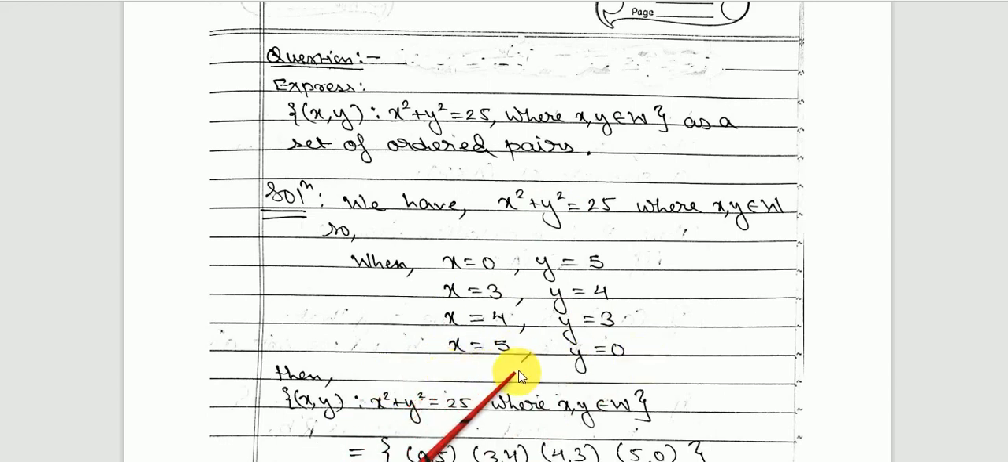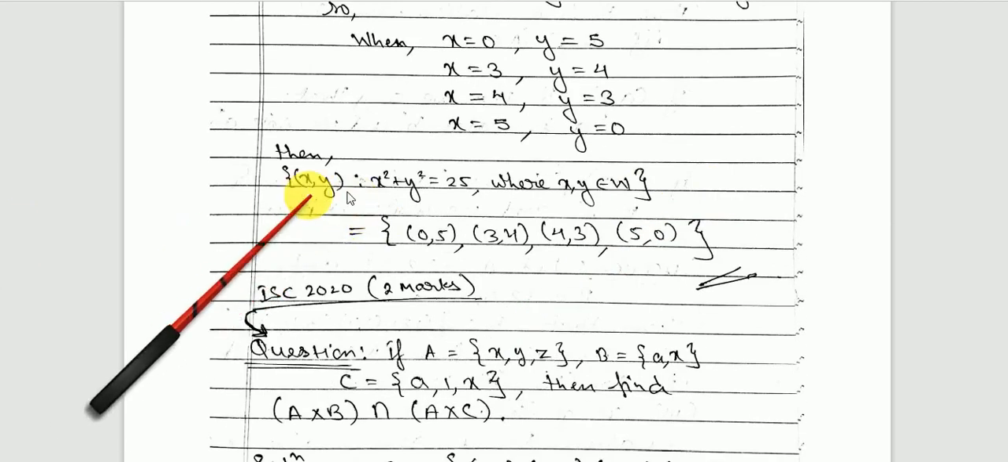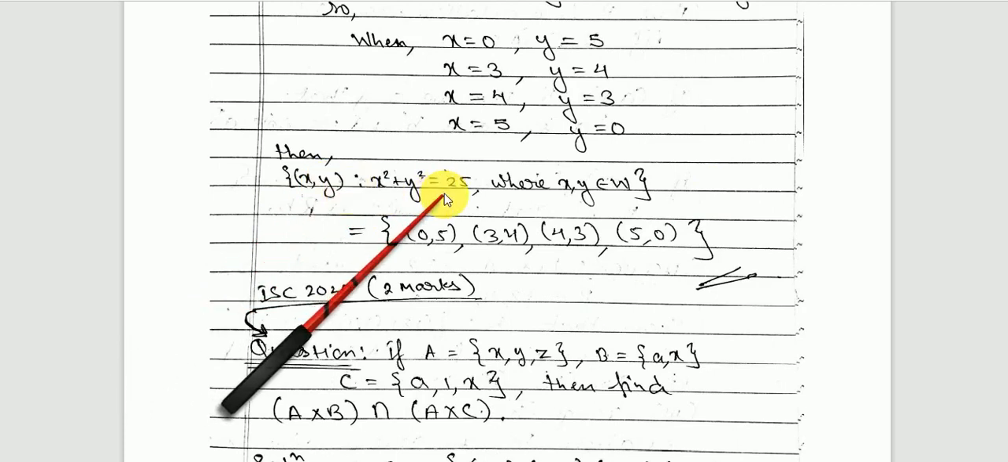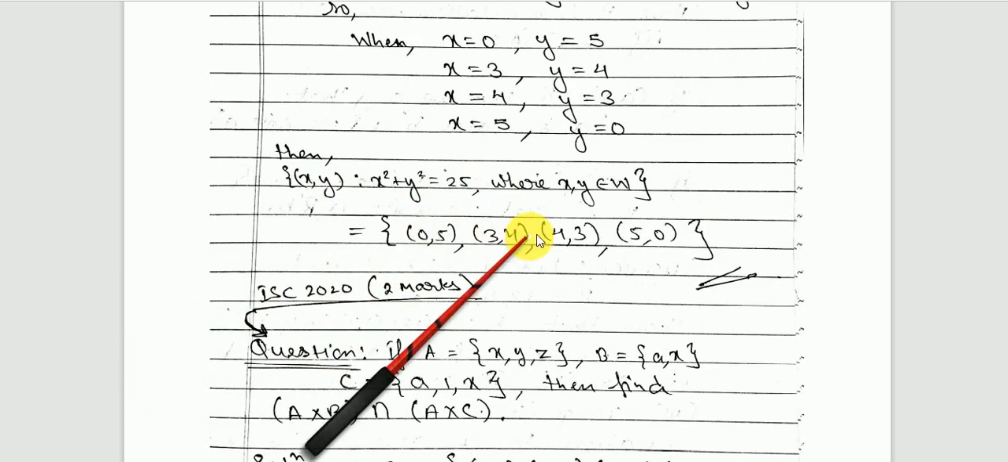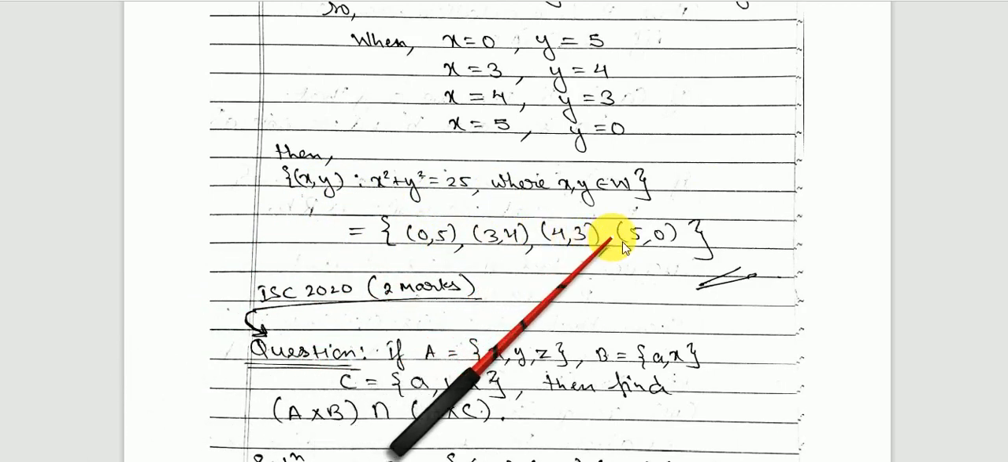If I take x equal to 6, I will not get any number. So for x greater than 5 you won't get any. So these are the possible pairs. The ordered pairs are 0 comma 5, 3 comma 4, 4 comma 3 and 5 comma 0. These are the possible ordered pairs which will satisfy this condition. So this set of ordered pairs is equal to 0 comma 5, 3 comma 4, 4 comma 3, 5 comma 0.